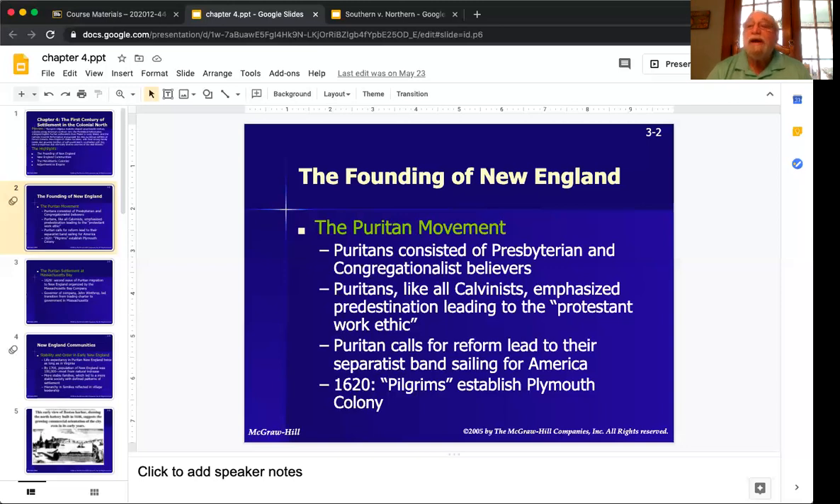Grow the best crops, have the fattest pigs, etc., etc. And if I do that, then God is shining his face upon me, and I more than likely will be one of the saved people. And of course, these people will be the leaders of the colonies.